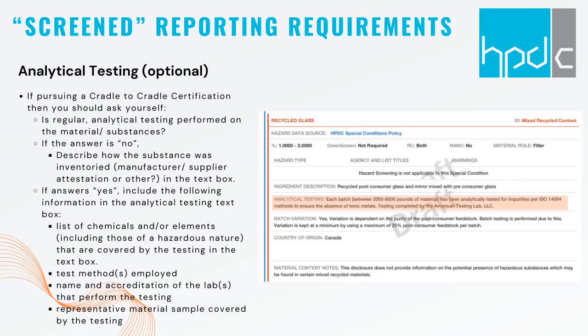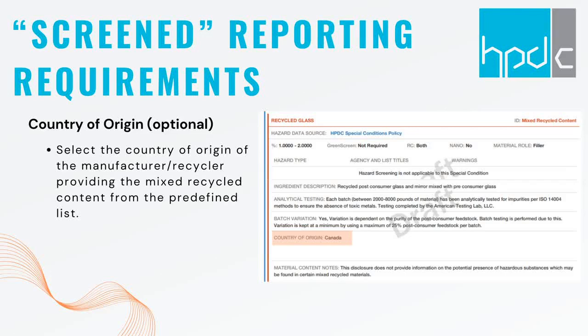The list of chemicals and/or elements that are covered by the testing in the text box, test method or methods employed, name and accreditation of the lab or labs that perform the testing, and finally, the representative material sample covered by the testing. The country of origin is also optional in this special condition. If participating in this section of the special condition, please select the country of origin of the manufacturer or recycler providing the mixed recycled content.